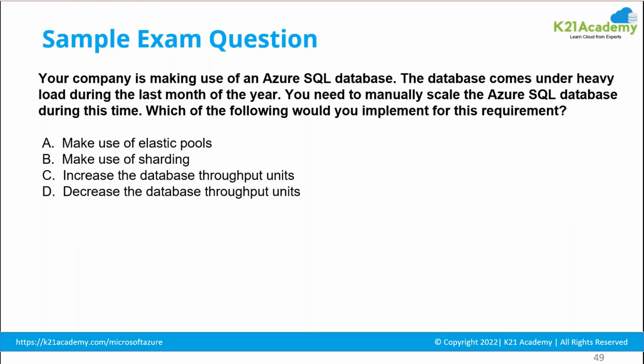Quickly, a few questions that are at your disposal. Your company is making use of an Azure SQL database. The database comes under heavy load during the last month of the year. You need to manually scale the Azure SQL database during this time. Which of the following would you implement for this requirement? Make use of elastic pool, make use of sharding, increase the DTU, decrease the DTU. So you know that you increase the DTU levels, right?